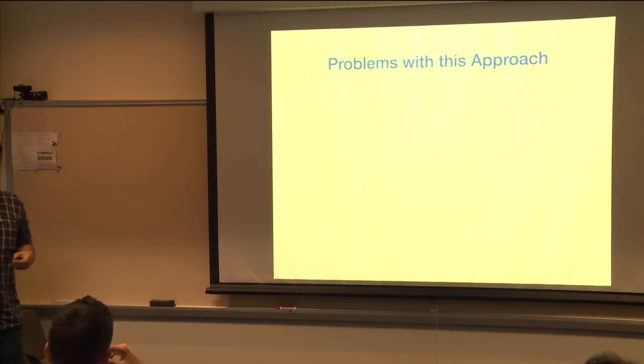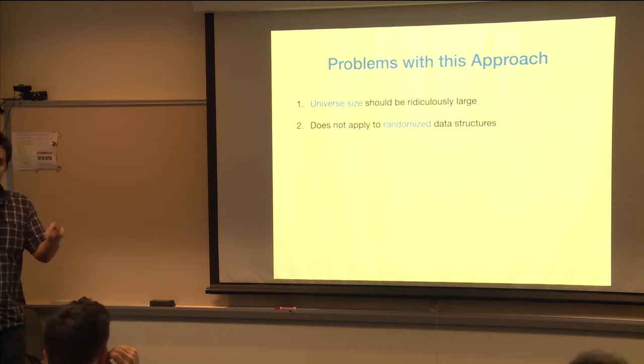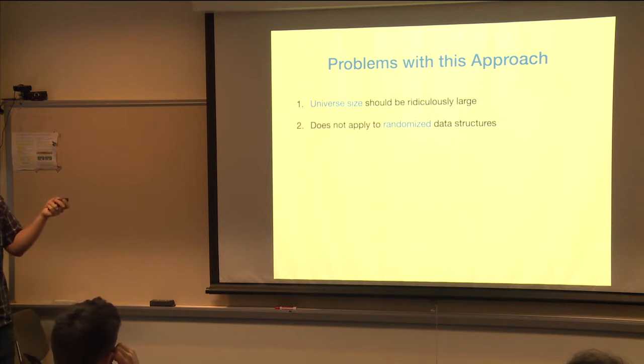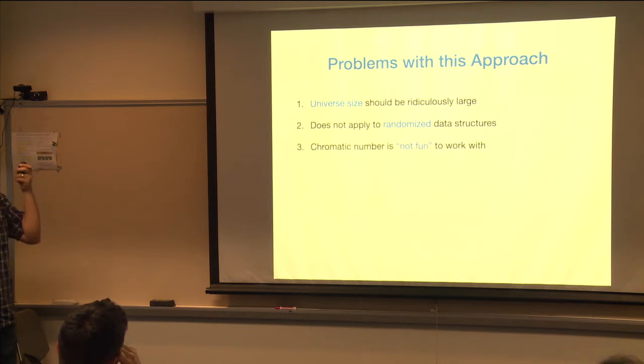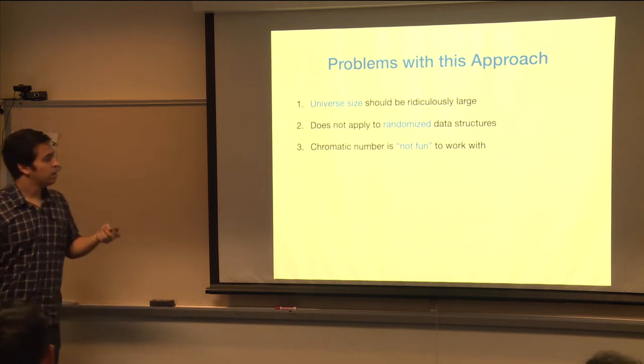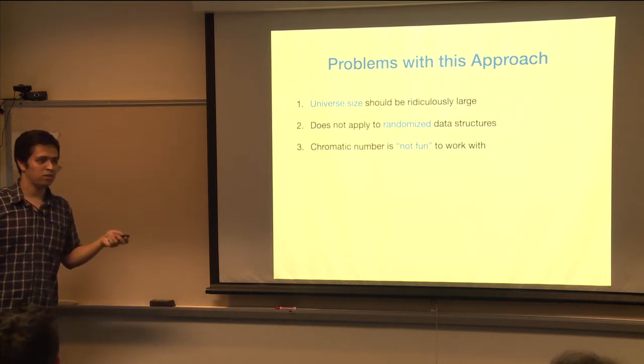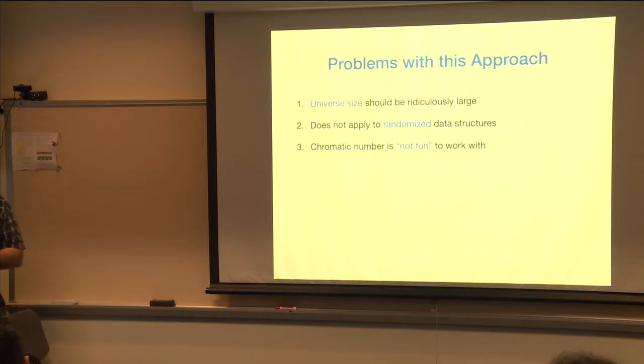Okay, so what are the problems with this approach? The universe size has to be ridiculously large. And even then, you don't get the tight bound, but you get something. This does not apply to the randomized data structure that I wanted. And a very subjective opinion is that chromatic number is not the easiest thing to work with. I'm saying it in this talk; in another talk I would have said otherwise. But here, it's not the most fun object to work with. Okay? So these are the problems.